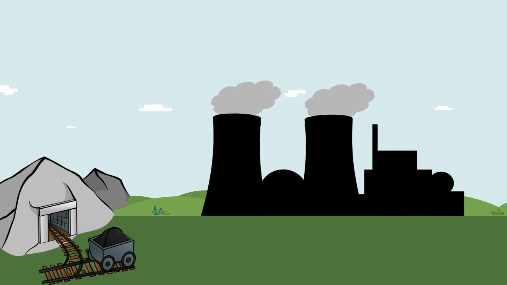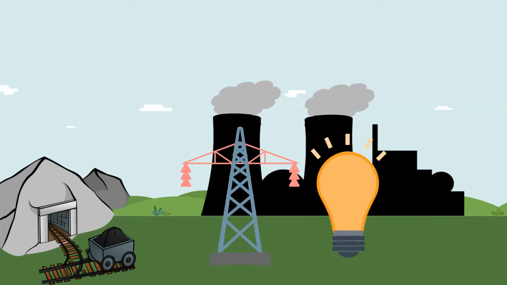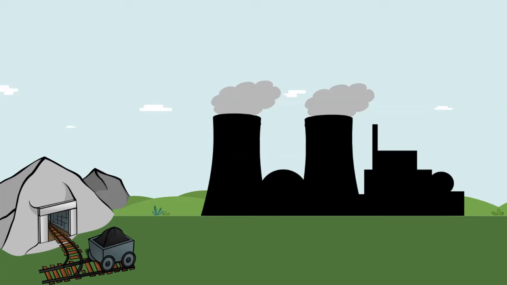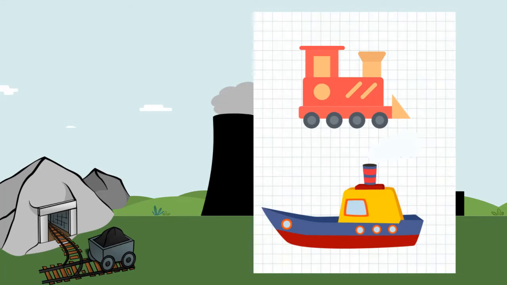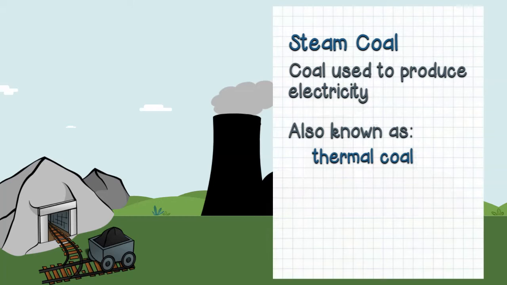Currently, the main function of coal, when it comes to energy, is to produce electricity. However, historically coal was used to power steam locomotive engines, steamboats, and even automobiles. Coal used to produce energy or electricity is known as steam coal or thermal coal.